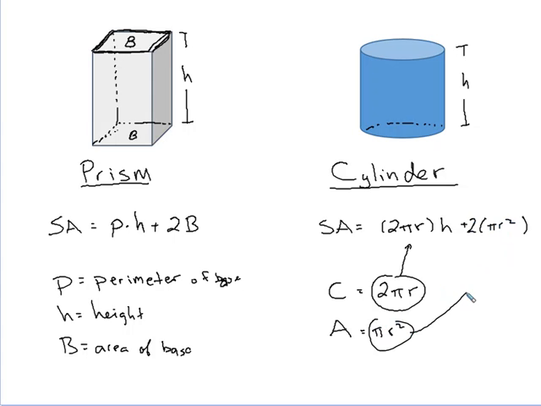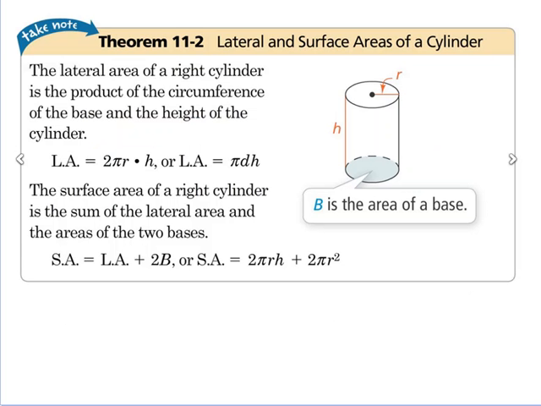Because that's how you find the area of every circle. Okay, so our final version of this is 2 pi r h plus 2 pi r squared. The next slide has this written without the parentheses there. Okay, so let's highlight it.